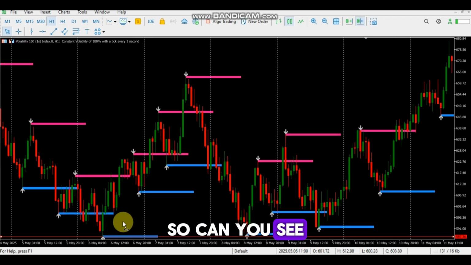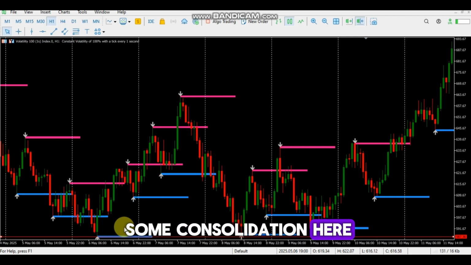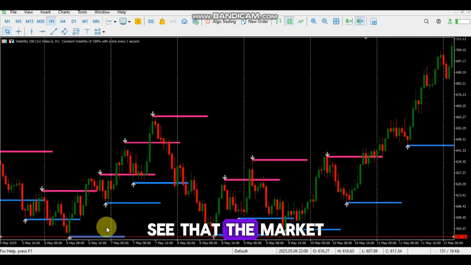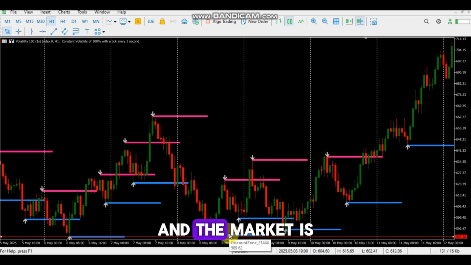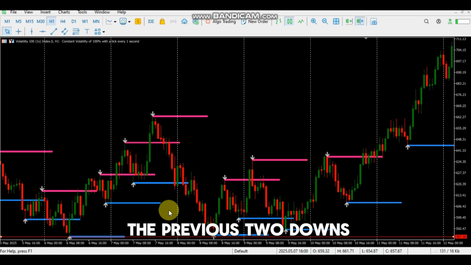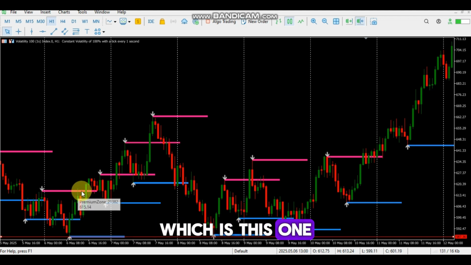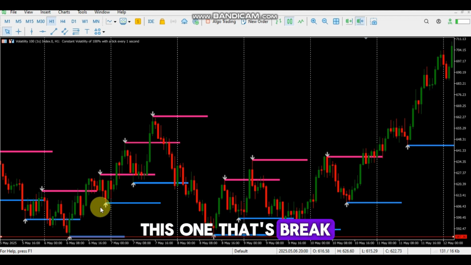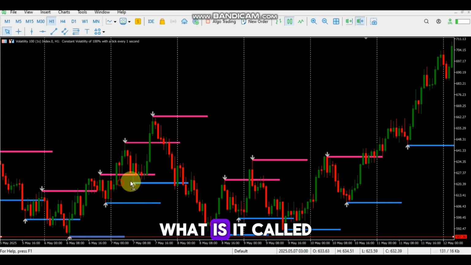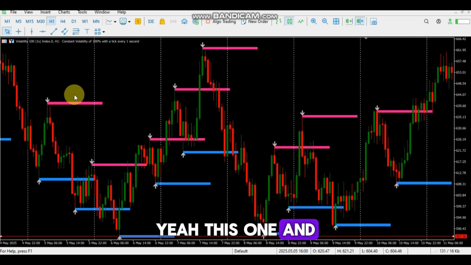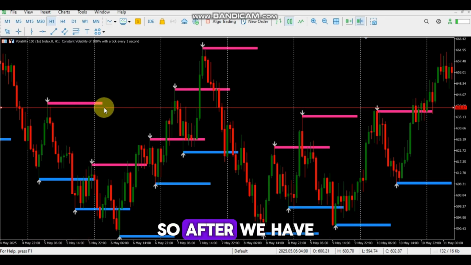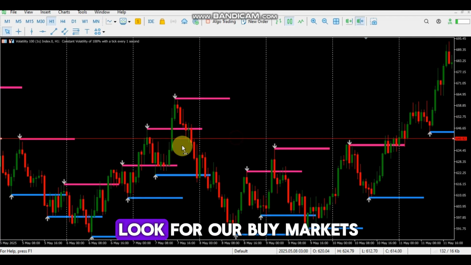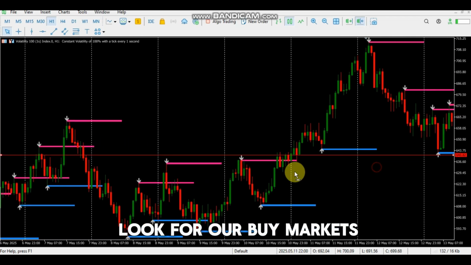Since we have some consolidations here, we have seen that the market is ready to break some shares here. So we have two consolidations, which means the market is ready for reversal, and the market is on a down move. So we are going to make use of the previous two downs, which is this one that broke here. Yes, this one and this one, because that's the previous one. So we move this thing to here. After we have this buy that broke here, we look for our buy market.